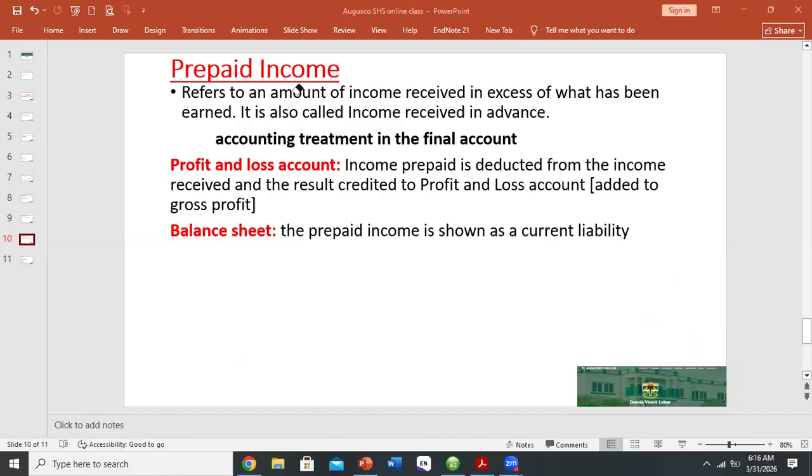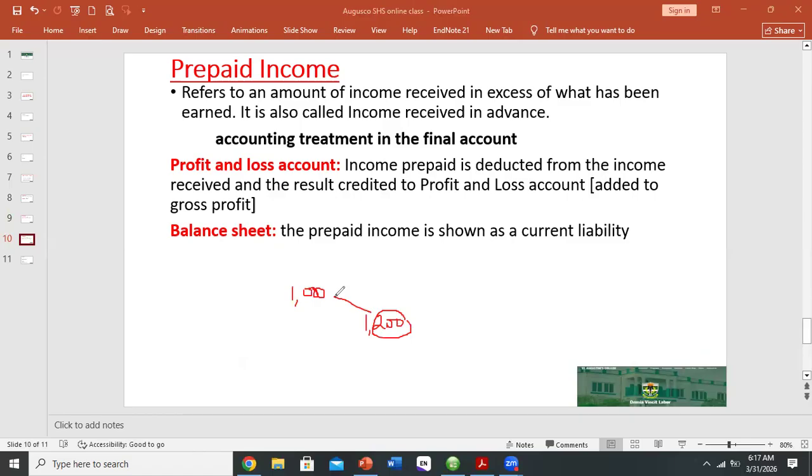So let me give you an example. We rendered some services and we're supposed to receive some commission. This commission was 1,000 Ghana cedis, but it turns out that we received 1,200. So what this means is that we have received 200 in excess of how much is due us. So we have received the income in excess or in advance, and that's prepaid income.